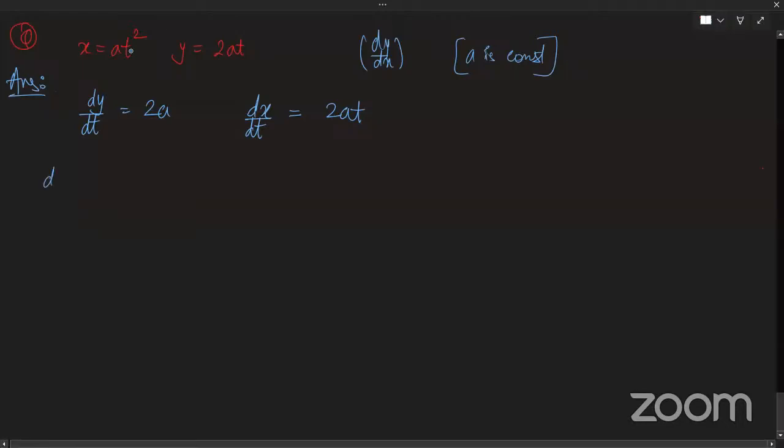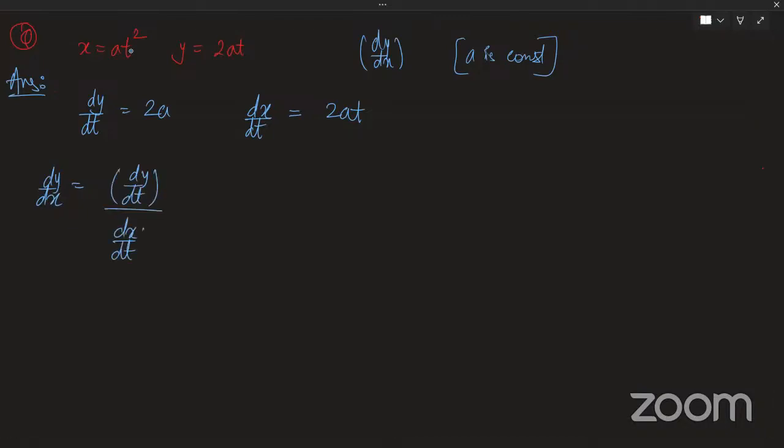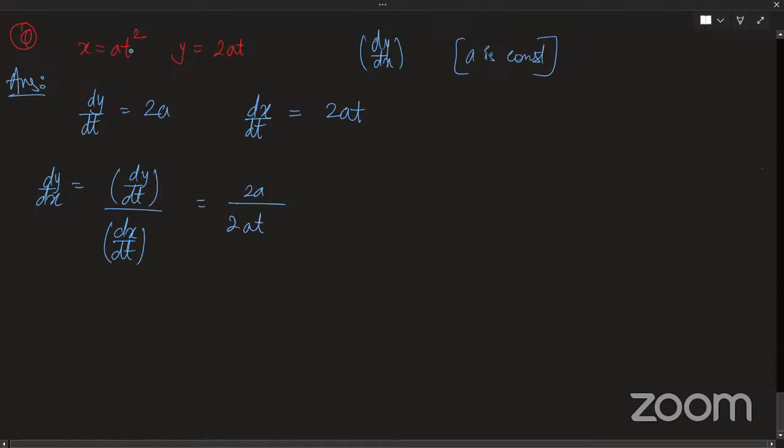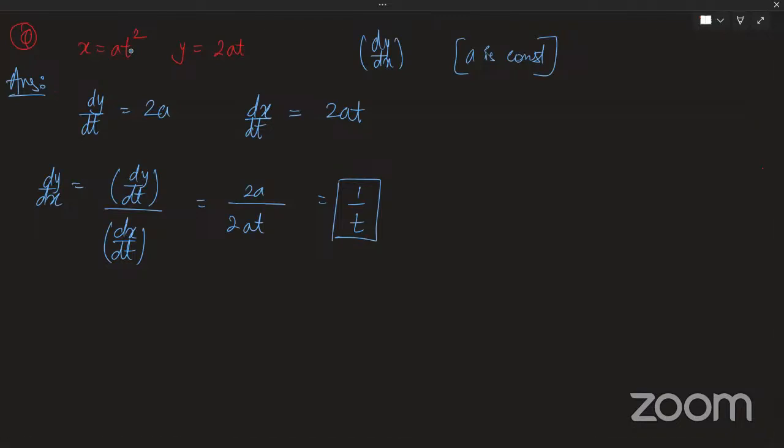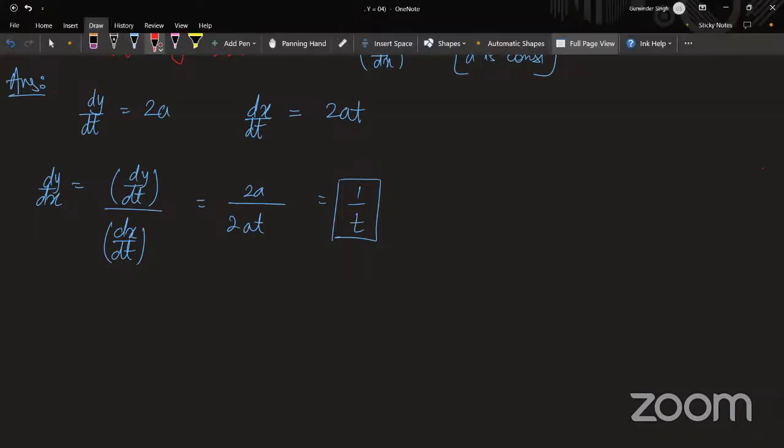And now I'm asking you, what is the value of dy by dx? So what will you do? Dy by dt divided by dx by dt. That's it, right? So tell me, what will be the value? You'll get 2a divided by 2at. Your final answer is 1 by t, right? 1 by t, everyone. Do you agree, everyone? 1 by t. Yes, sir.